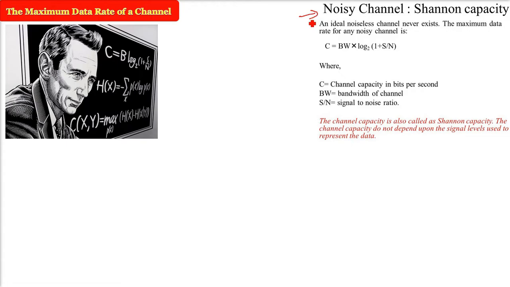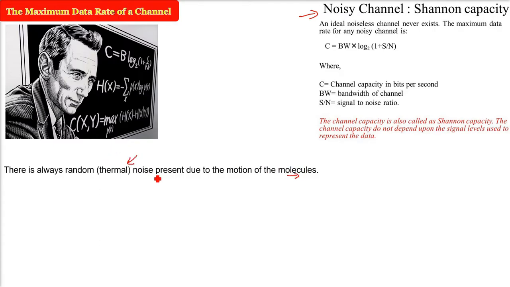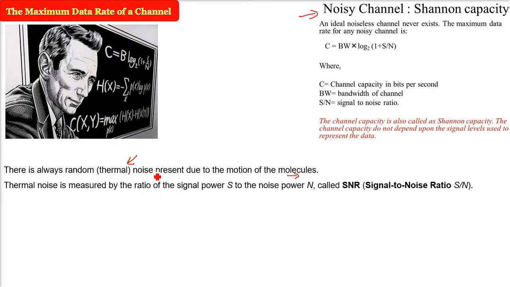When it comes to a noisy channel, we also call it Shannon capacity. Take any object, there will always be some random thermal noise, because molecules will be in motion and motion produces heat, very minute, but still it will be there. So there will be thermal, thermodynamic noise. This thermal noise is measured by the ratio of signal power, S, to the noise power, capital N. We also call it SNR, signal to noise ratio, S by N.